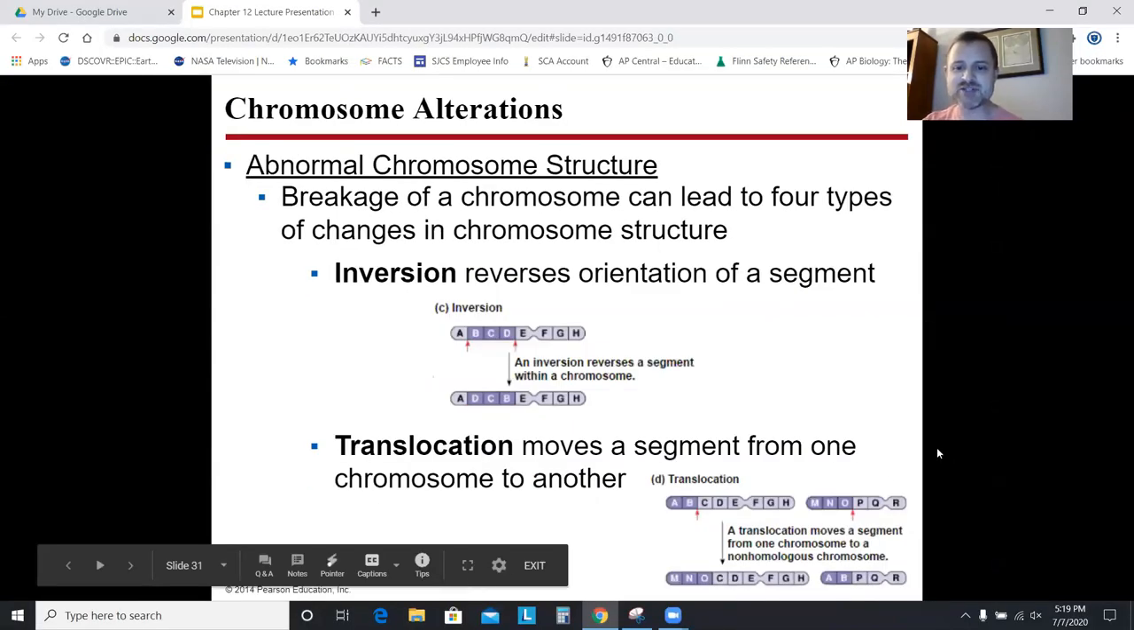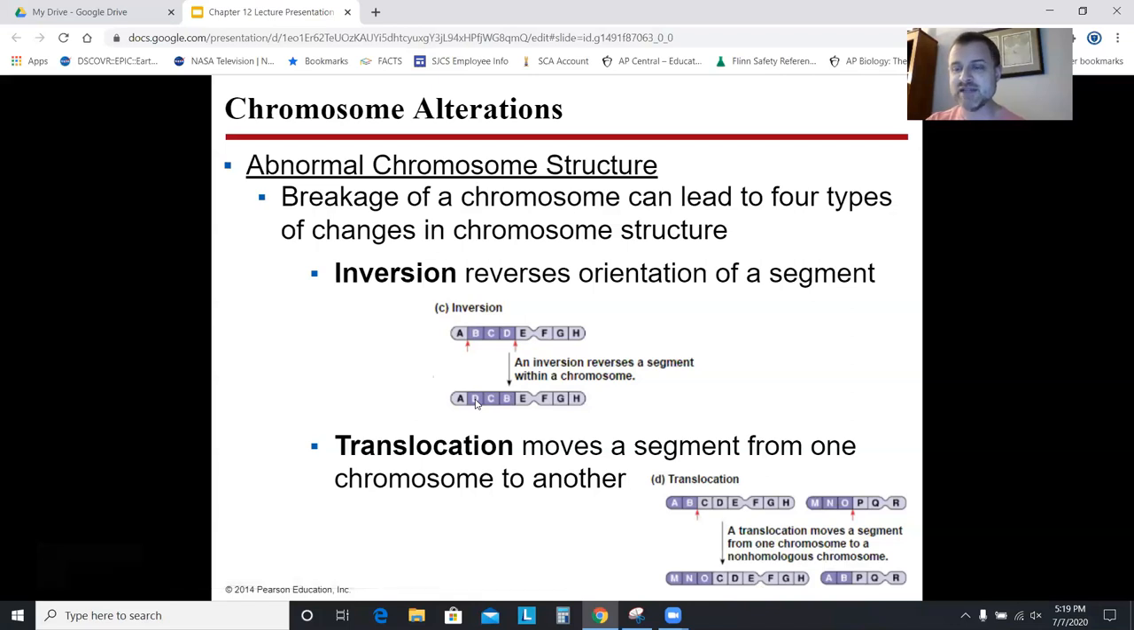A translocation is when two pieces of chromosome switch places, or actually it can just be one piece that moves to the wrong chromosome. So the A and the B went to that chromosome, and the M and O went to that chromosome. This is interesting because all the DNA is still there. It's just in the wrong place. You didn't lose or add any genes.